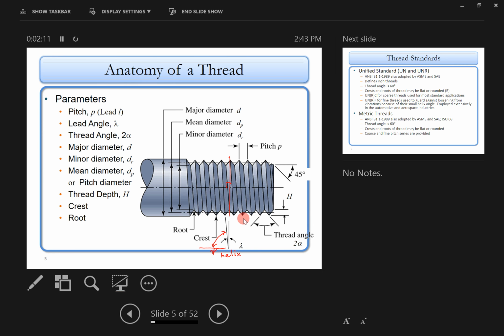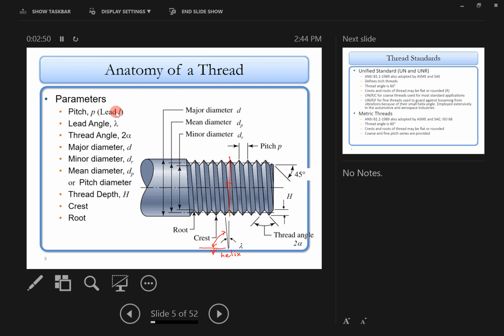Let's take a look at the anatomy of a thread, and we'll also look at some terminology. First of all, when you see the threads on a screw, mathematically it's a helical curve. It's a helix going around and going up. When you have a helical curve, one of the terms is called the pitch. That's the distance between two crests. That's called the pitch.